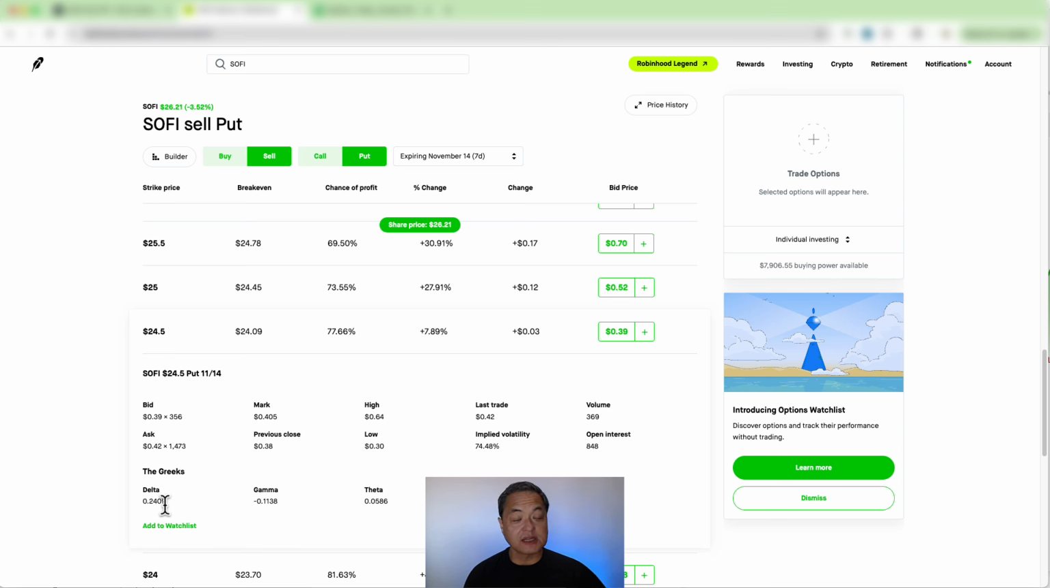But conversely, there's a 75% chance that the stock price will never reach this level, in which case this option would expire worthless and I remove my obligation, but I'd still get to keep the premium. So let's go ahead and take a look at using the 24.50 strike price, which is currently paying about 42 cents per share. Let's plug that into my cash secured put analyzer.